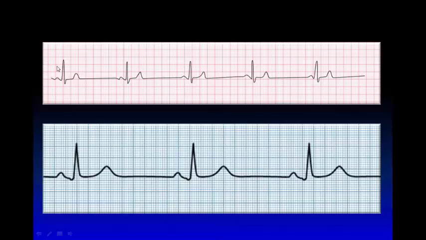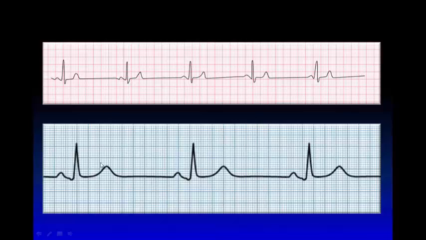We can use the ECG to determine the heart rate by dividing 300 by the number of large squares between 2 successive R waves. So the number of large squares between these 2 R waves is 1, 2, 3, 4, 5, 6, 7, 8, 8.5 large squares. And when we divide 300 by 8.5, this gives a heart rate of 35 beats per minute.